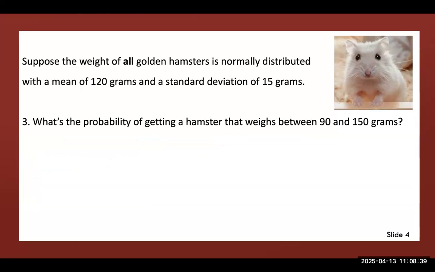So let's figure out how many standard deviations from the mean these two numbers are. 90 is 2 standard deviations below the mean, so its z-score is -2, and 150 is 2 standard deviations above the mean, so its z-score is +2. And the probability of getting a hamster with a z-score between -2 and 2, we know from the empirical rule, it's about 95%.